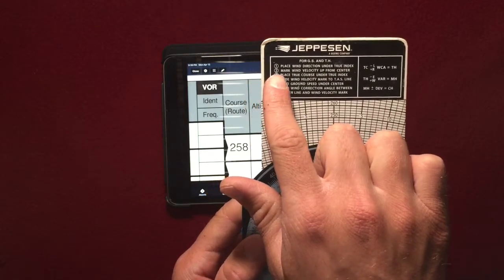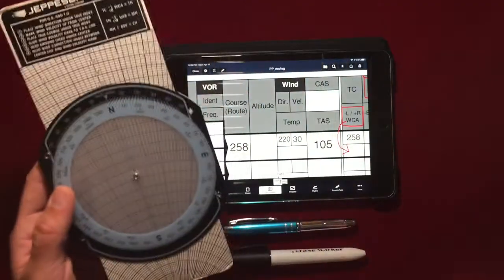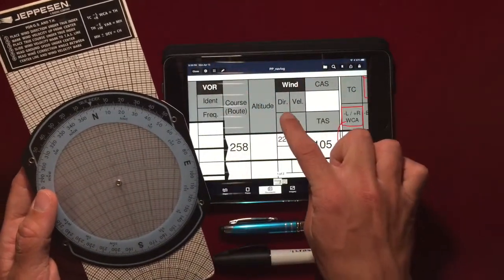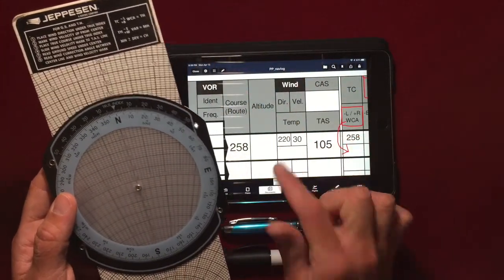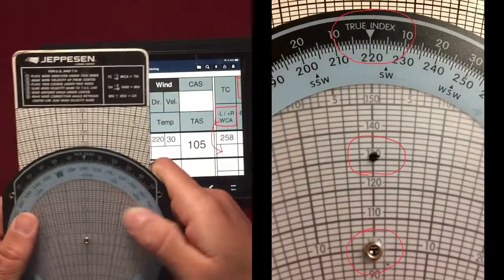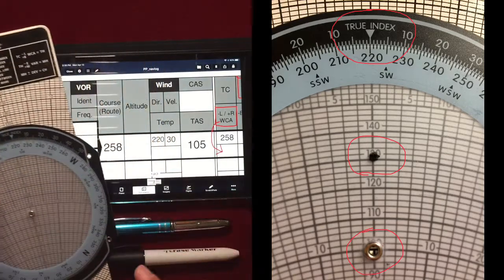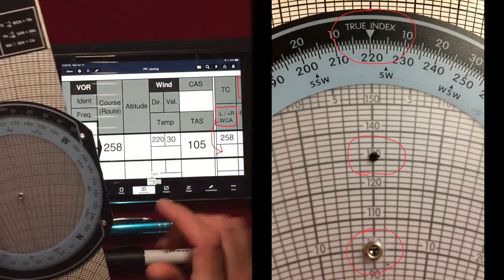So it says, instruction number 1, place the wind direction under the true index. The way to do this is you find our wind direction, which is 220. So we put 220 under the true index, and we must now put 30 knots in there.